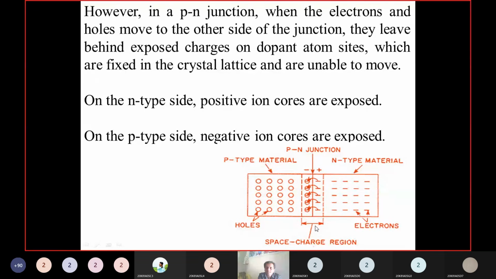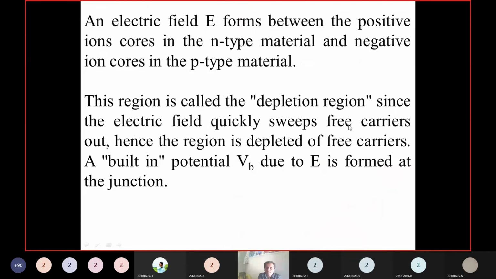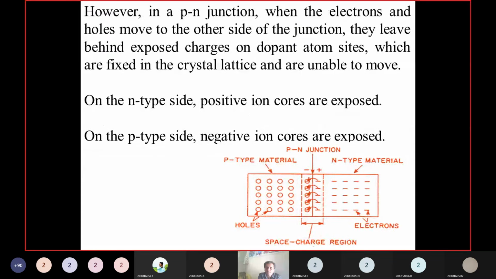If the thickness is more, the potential difference will be more. We already know there is a relation between voltage and electric field: V is equal to E into T. Because of this positive charge and negative charge, an electric field will be developed. This region is called the depletion region, or the space charge region. We can call it either space charge region or depletion region.